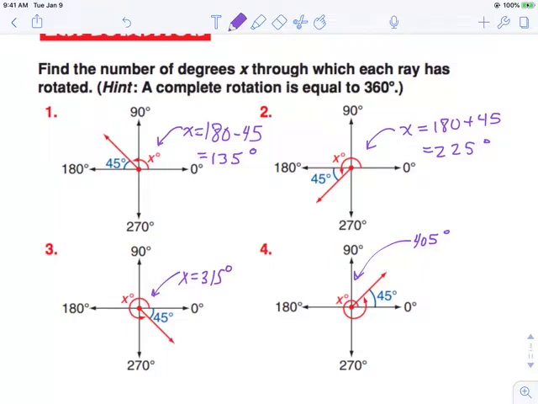Okay, so these are examples of angles of rotation. You have a vector and it's been rotated through a certain number of degrees, right? This one was 135. This one was rotated through 315, 405 degrees. Pretty straightforward. Is that good? Yeah.